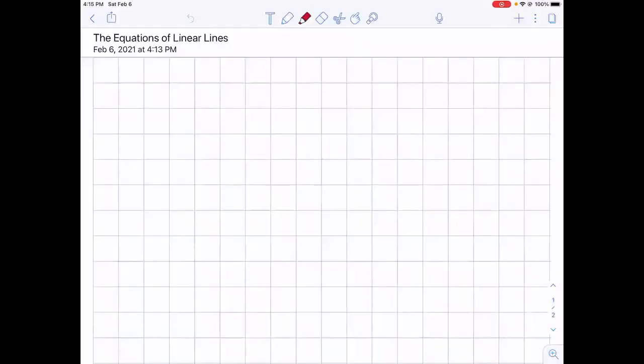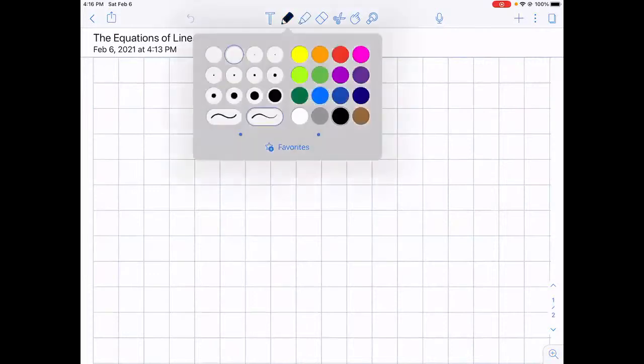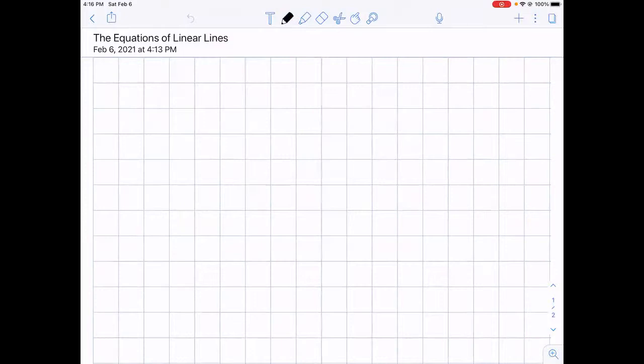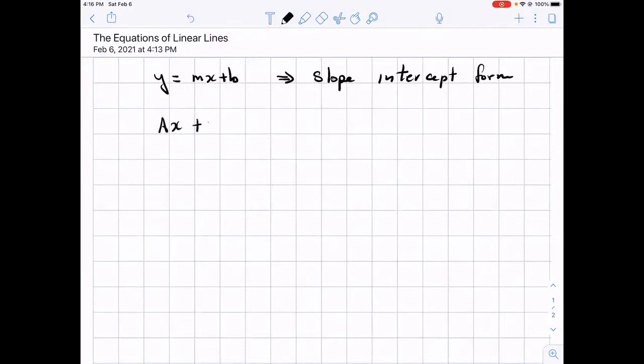Hello. In this video, we'll talk about equation of linear lines. Now, equation of a linear line can be in the form of y equals mx plus b, which we had talked about briefly. It's called slope-intercept form. And we have ax plus by equals c, which is called the standard form.